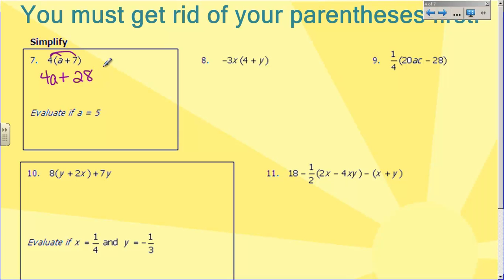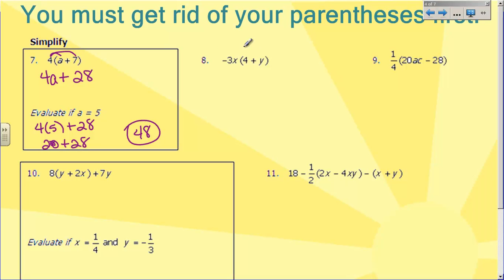Now you are asked to evaluate it if a is 5, which if you'll remember from yesterday means I plug in 5 for a. And then I just do the calculations. 4 times 5 is 20. And 20 plus 28 is 48. So there it is, evaluated.